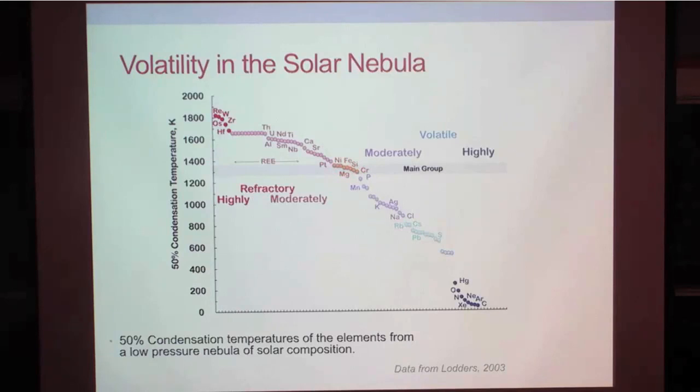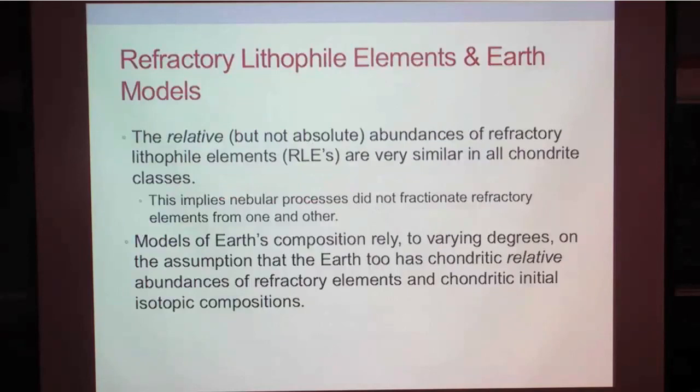And then there's increasing volatility as we go down here. One of the points here is that when we look at chondrites, everything that condenses above this major group tends to be present in chondrites in basically constant ratios. And so we often use this as a reference to model the composition of the Earth.